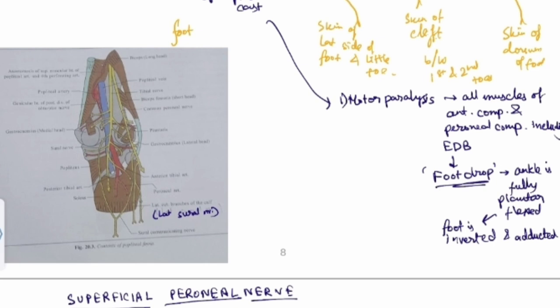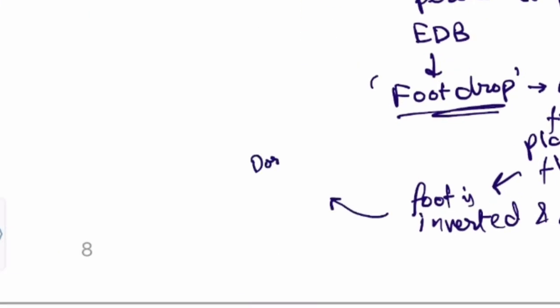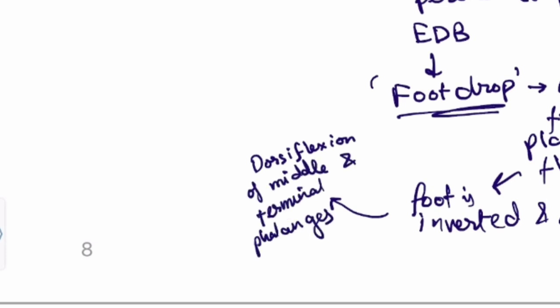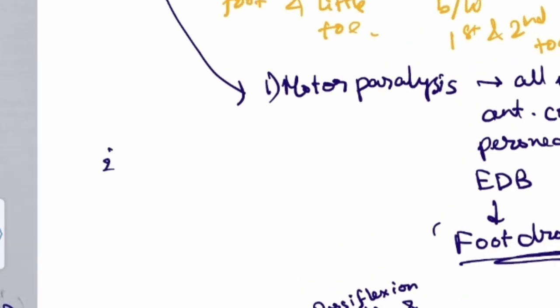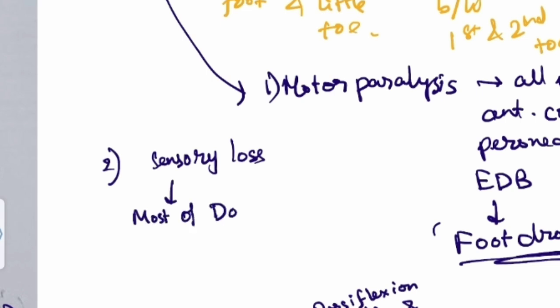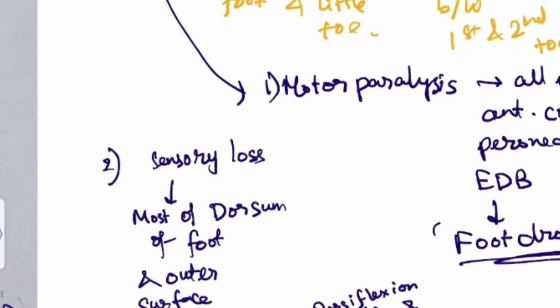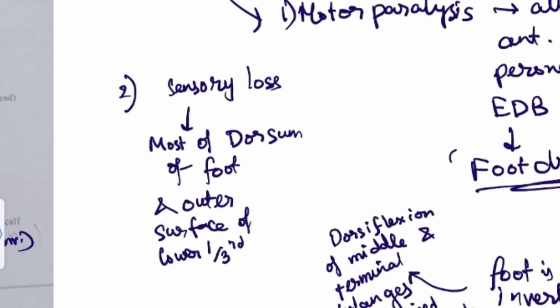You have to know in this case, however, dorsiflexion of the middle and terminal phalanges is retained by lumbricals and interossei. Going over to the second point, this one is the first one, now sensory loss. Most of the dorsum of foot and outer surface of lower one-third of front of leg. Done.